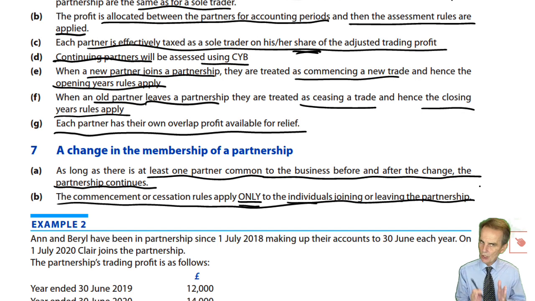Any continuing partners, just use your normal CYB that we've already seen. But for your new partner, start dealing with them from their start date. What is that first tax year of trading for that partner? Use your opening year bases of assessment. The partner who's left during the accounting period, what date did they leave on? What tax year does that fall in? That is their final tax year. Work from there to establish the bases of assessment in the closing years for that exiting partner.